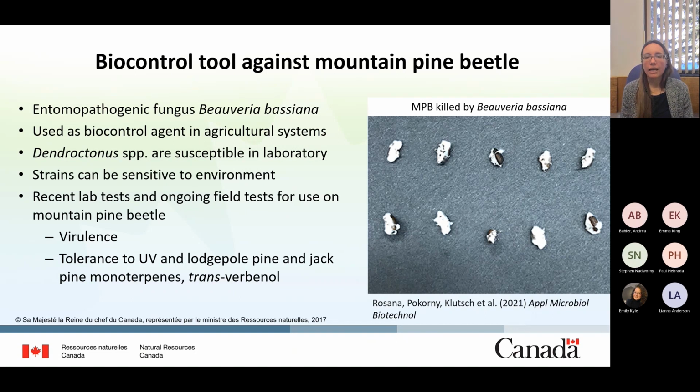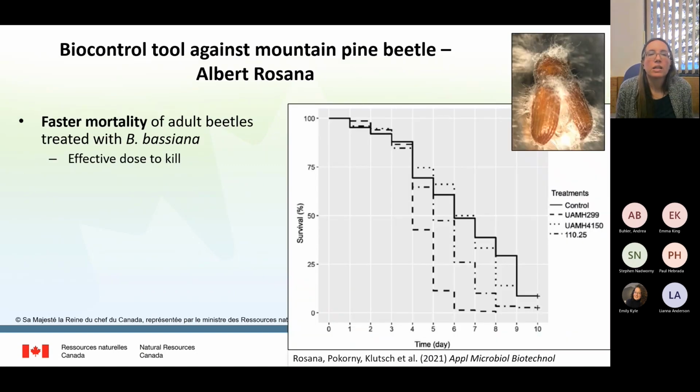So in some recent lab tests and some ongoing field tests, they identified that there is different virulence, so the ability to kill mountain pine beetle, depending on the strain. So we could use that to identify strains that kill mountain pine beetle the fastest. And we tested whether they tolerated UV and lodgepole pine and jack pine monoterpenes, plus the mountain pine beetle pheromone transverbenol. So in this work that Albert Rosana did in his PhD, he found that faster mortality happened than controls when those beetles were infected with Beauveria bassiana, with this biocontrol. And he also identified the effective dose to kill, which could then be used to formulate a deployment strategy.